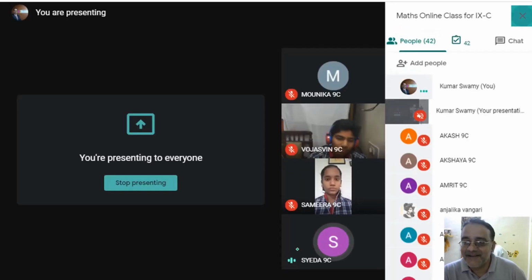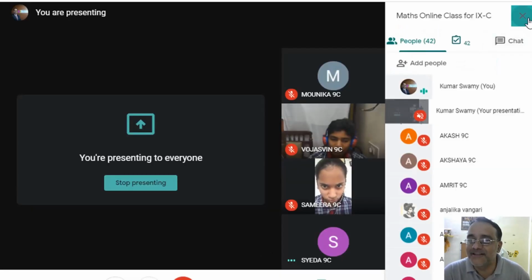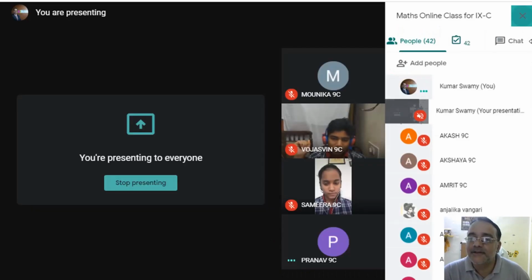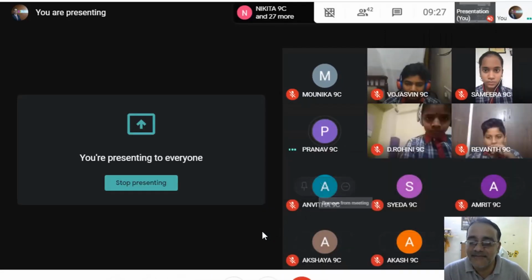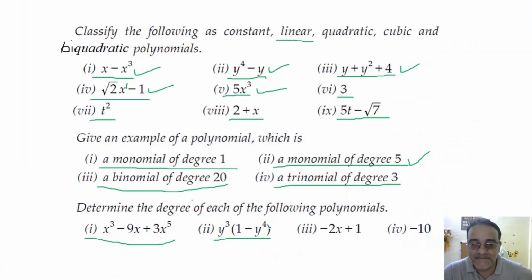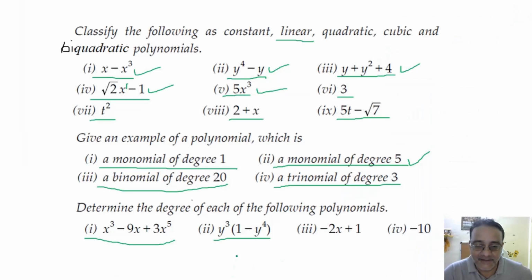No, sorry. 12. No, that is also a wrong answer. Anvita, what is the degree of this polynomial? 3. No. Only one person keeps answering again and again. Wait a minute. Revanth. 3. No. Aviral. Sir, 7. 7. Very good.